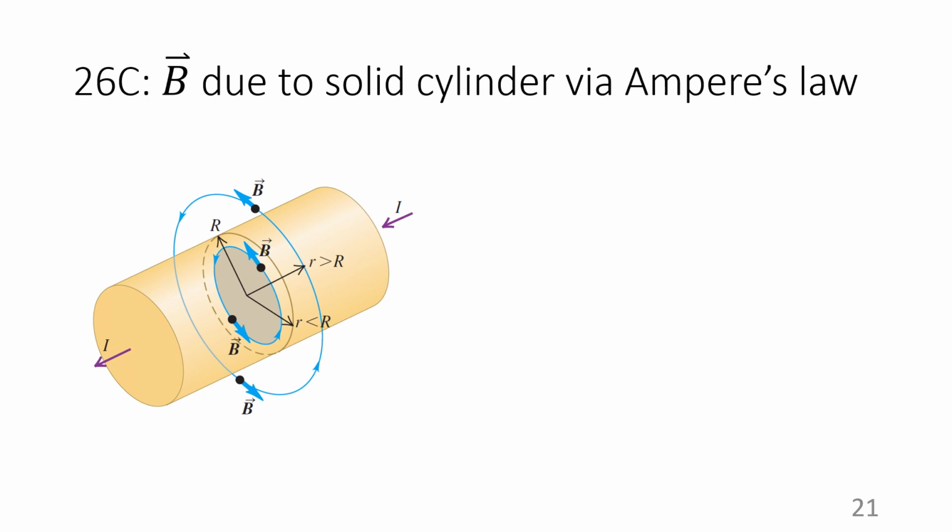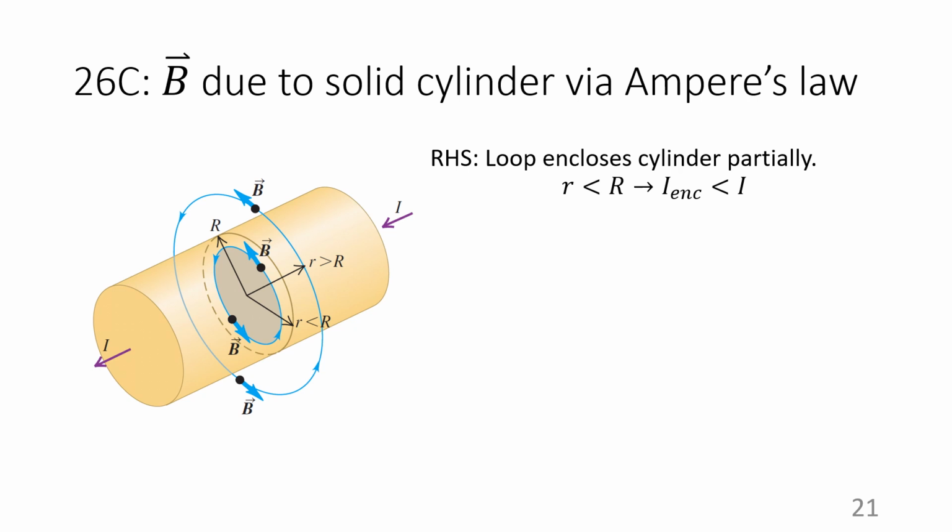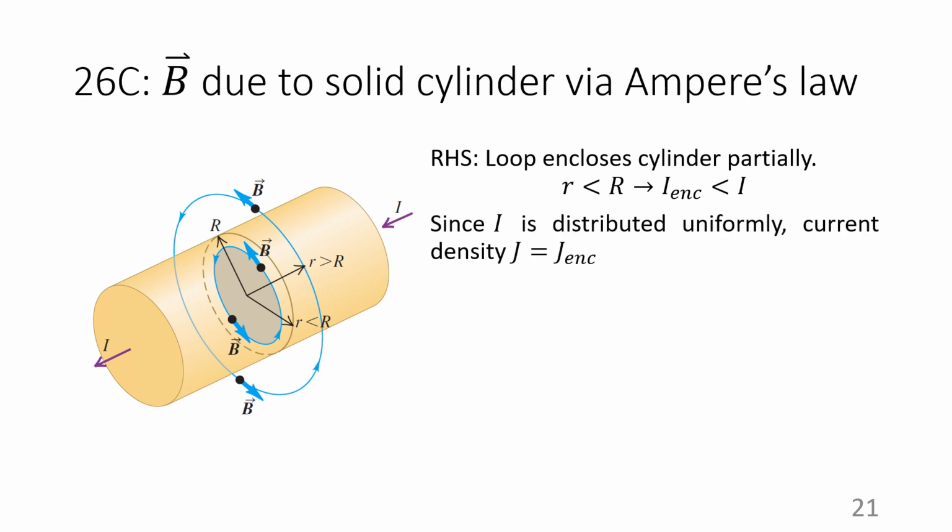Now, for the right-hand side, the loop only encloses the cylinder partially. So what does that mean for us? It means that I enclosed is actually smaller than I. It's qualitative, but then we're not really sure by how much it is smaller, by what factor. Luckily, the current I is distributed uniformly, or distributed evenly, across the circular cross-section, which means that the current density is constant. We can say that J is the same as J enclosed.